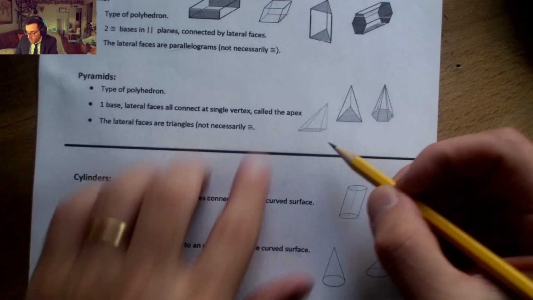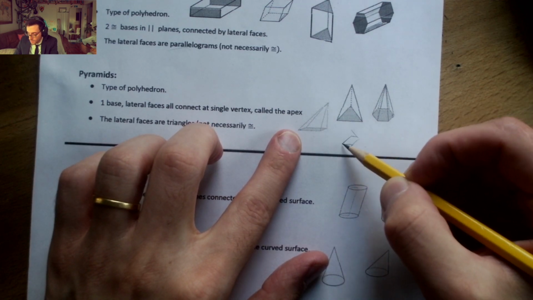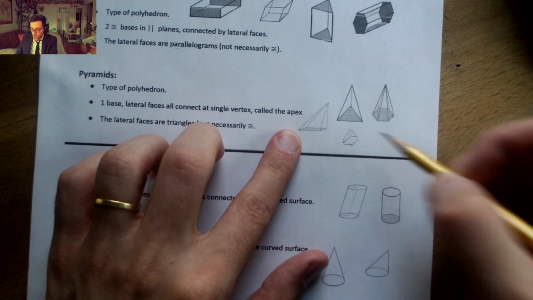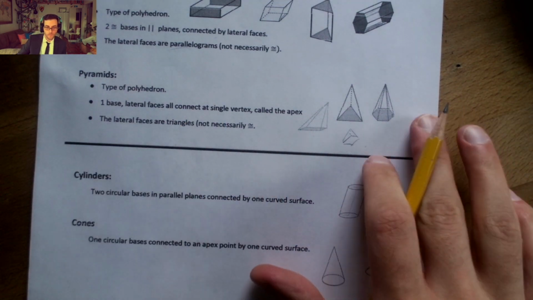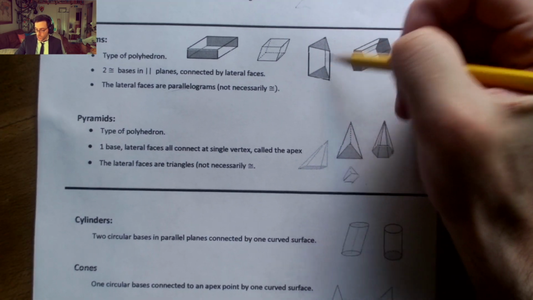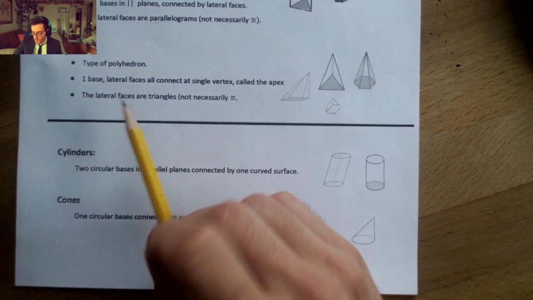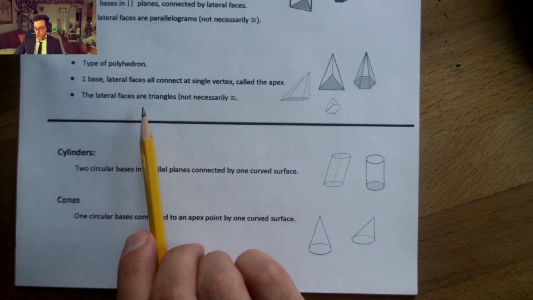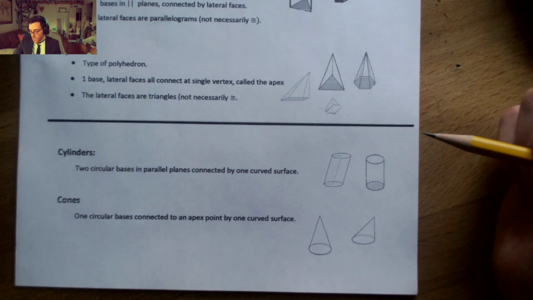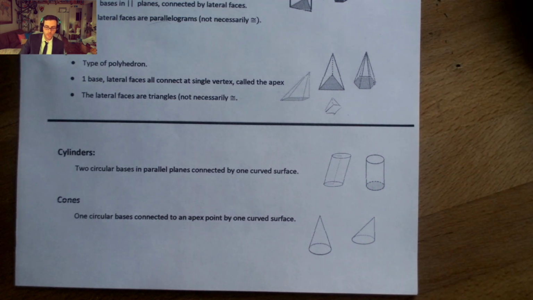If we take all the little portions from the bottom base and connect them up to one another, they all meet at one single spot, versus our prisms where we have those two shapes duplicated on the top and the bottom. Lastly, all the lateral faces on these triangular pyramids are not necessarily going to be congruent. You can wiggle and wobble the figure to produce different side lengths.